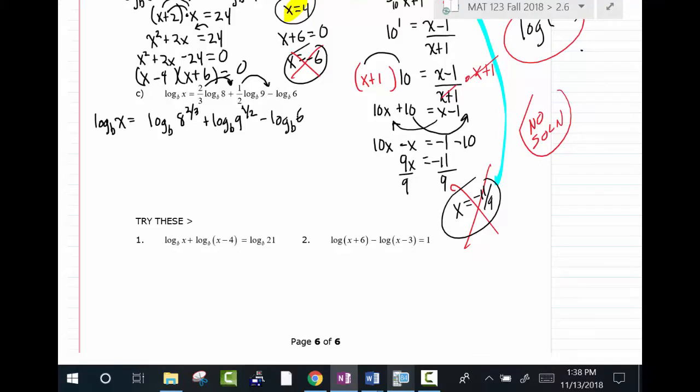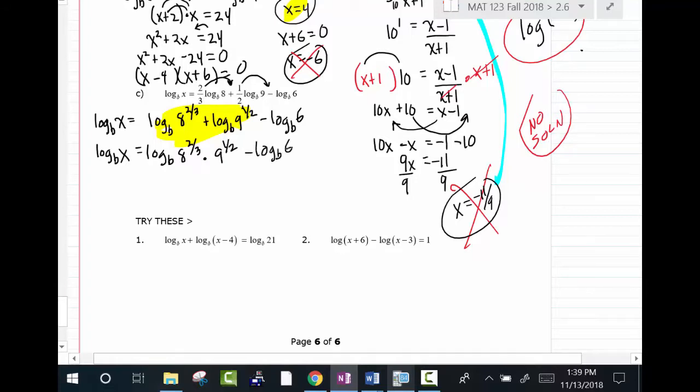You can bring the exponent down or you can bring it back up. Now let me show you this then. How do you put together two logs added? Multiply, thank you. Okay, good. Once you get this down, there's nothing to it. Two logs added become one log multiplied. So your next step, you want to write log base b of x equals log base b of 8 to the 2/3 times 9 to the 1/2, and then minus log base b of 6, like that.